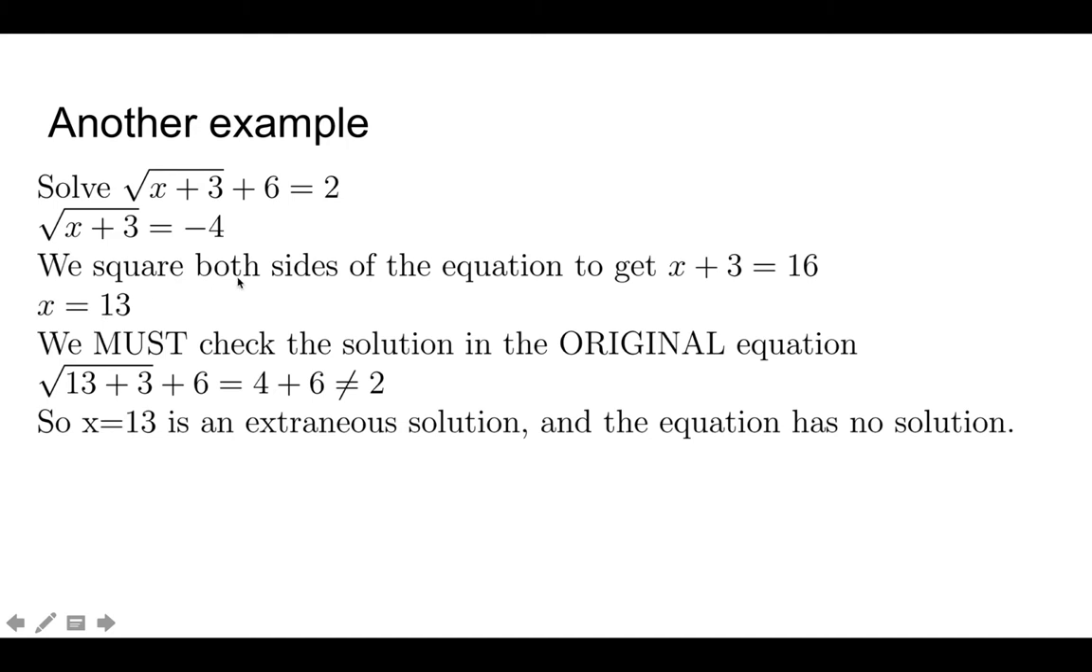Now in this particular case, we could have noticed that right here in this step. We've got square root of junk equals a negative. Square root will never equal a negative. We could have stopped right here. Square root of stuff equals negative. You're done. Not possible. No solution. Not all problems will be that obvious, though. You always have to go back and check your answer in the original.